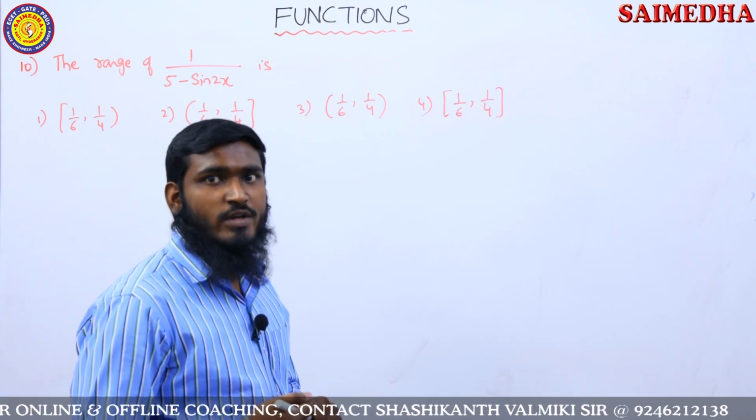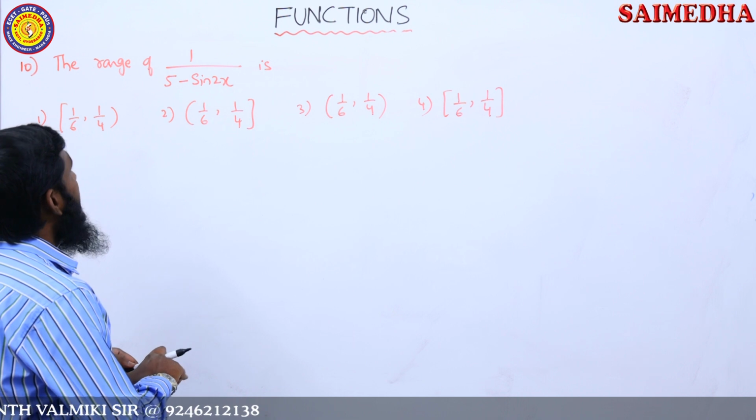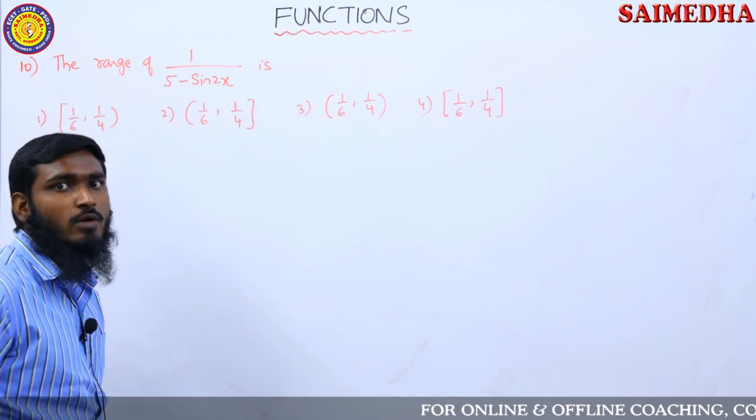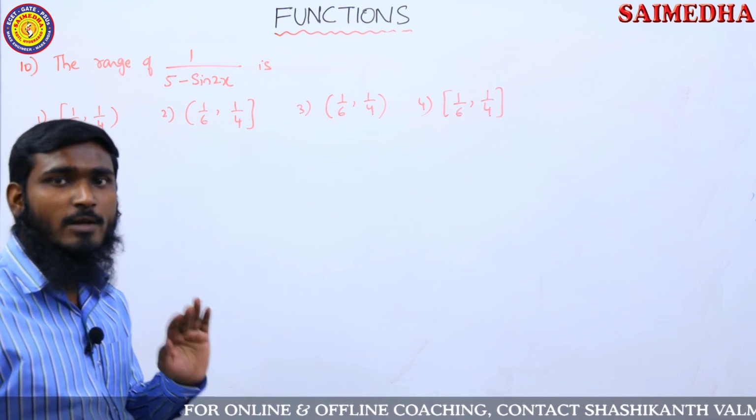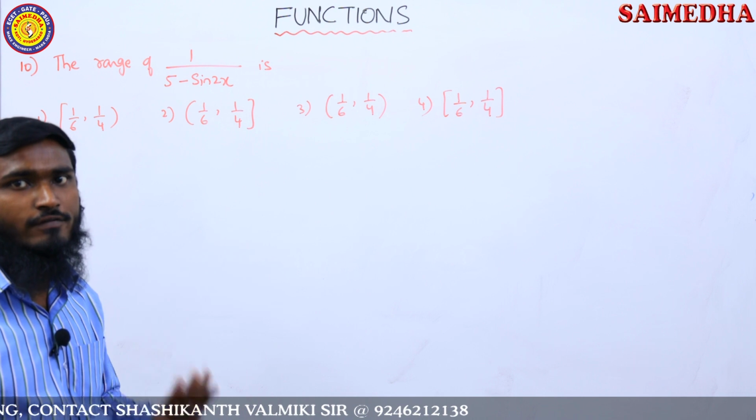Now let us see the last question of this topic, functions. The question is: the range of 1 divided by 5 minus sin 2x is equal to. Just now we have done the domain part. After the domain we have to discuss the range. What is the range of this function?